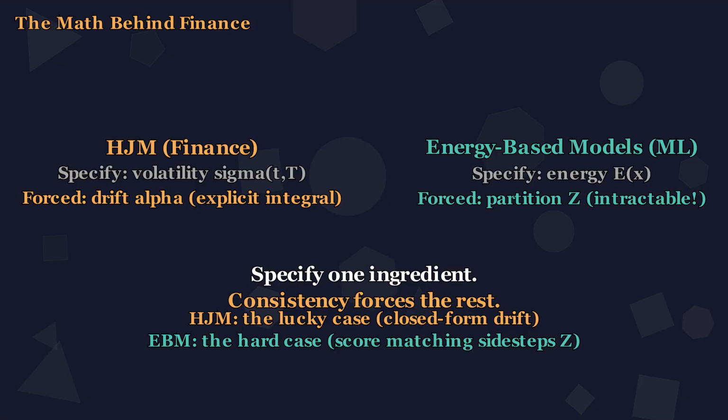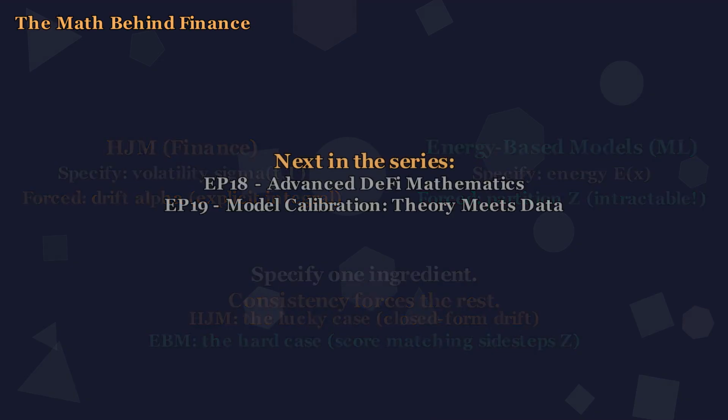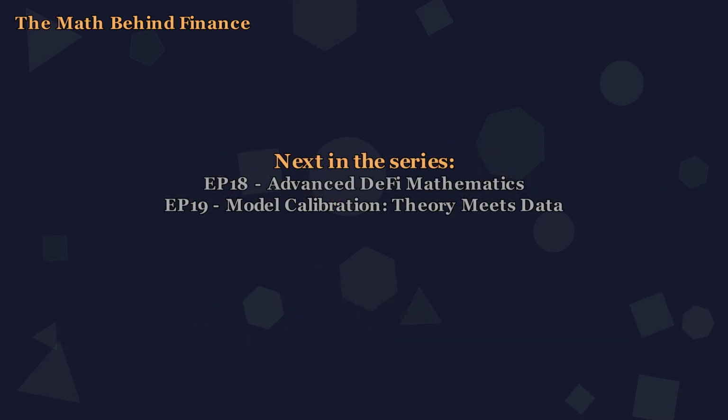HJM is the lucky case. The constraint has a closed form. Energy-based models are the hard case. Machine learning develops elaborate workarounds like score matching to sidestep the intractable Z entirely. In the episodes ahead, we take both paths further. Episode 18 dives deep into the mathematics of DeFi protocols, concentrated liquidity, and algorithmic rate curves. Episode 19 tackles the ultimate question. How do you calibrate all of these models to real market data?